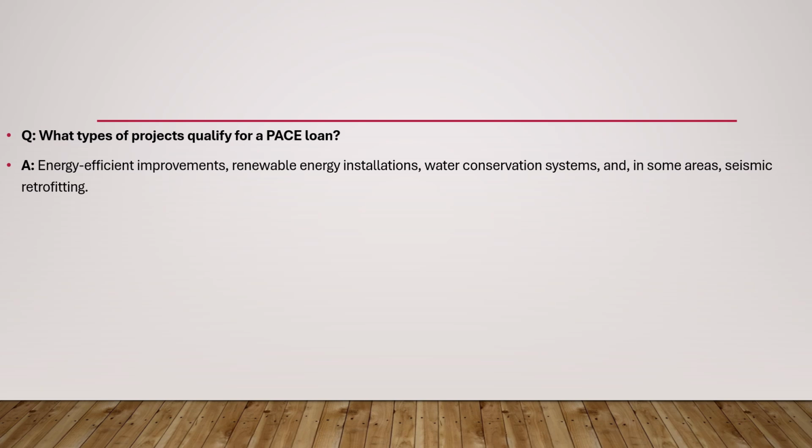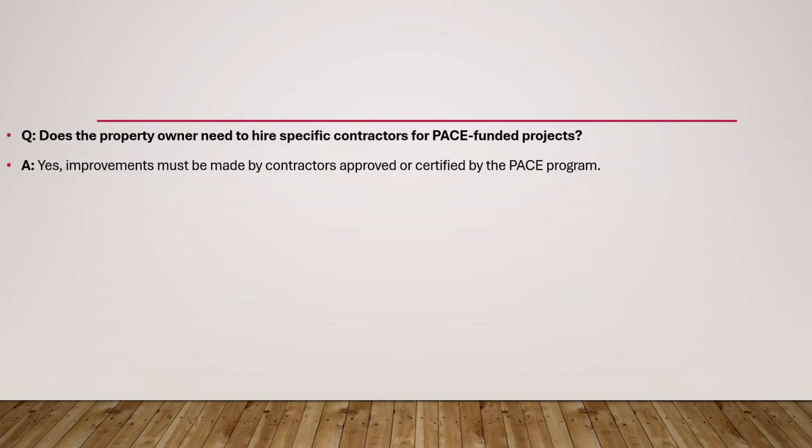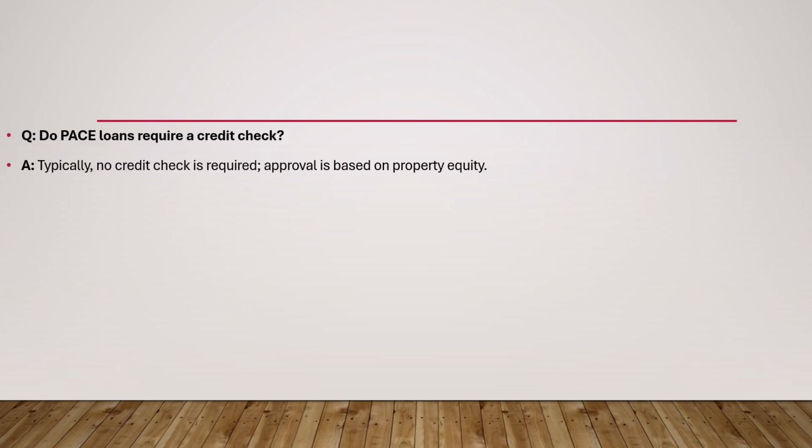What types of projects qualify for a PACE loan? Energy-efficient improvements, renewable energy installations, water conservation systems, and, in some areas, seismic retrofitting. Does the property owner need to hire specific contractors for PACE-funded projects? Yes, improvements must be made by contractors approved or certified by the PACE program. Do PACE loans require a credit check? Typically, no credit check is required. Approval is based on property equity.